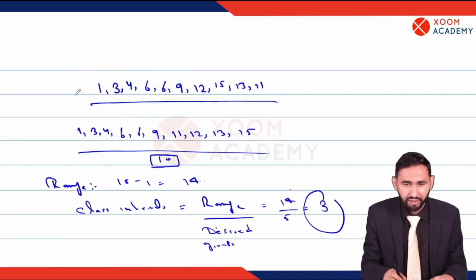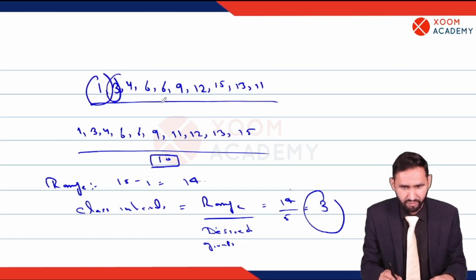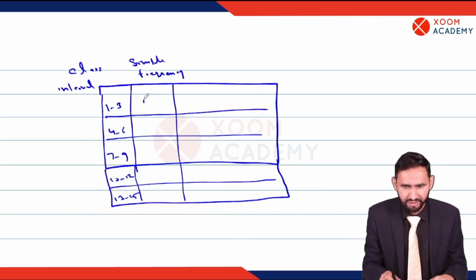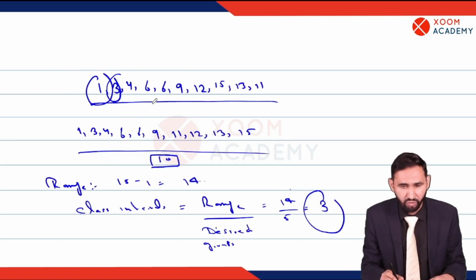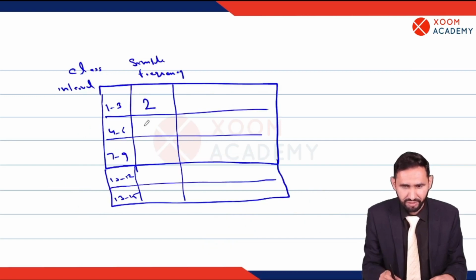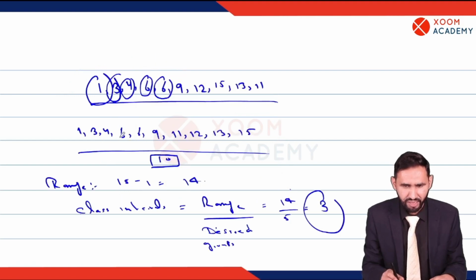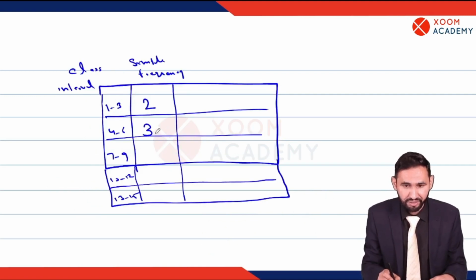Now we'll see how many times 1 to 3 exists. 1, 2, 3, 1, 2. So we can simply write that the simple frequency of 1 to 3 is 2. And then we'll see 4 to 6. 1, 2, 3. There 4 to 6 exists 3 times. Then we'll see 7 to 9. Its frequency, or number of times it is repeating, is 1.